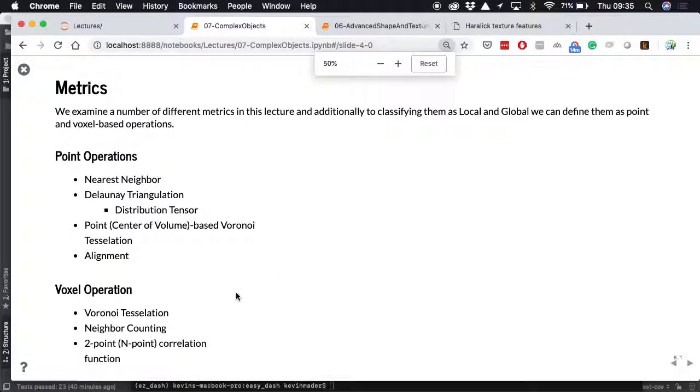And for voxel operations, we then have operating directly on the voxels without an existing segmentation or definition of what an object is. You can do Voronoi tessellation, neighbor counting, and then this two-point correlation function, which is the texture stuff we mentioned.